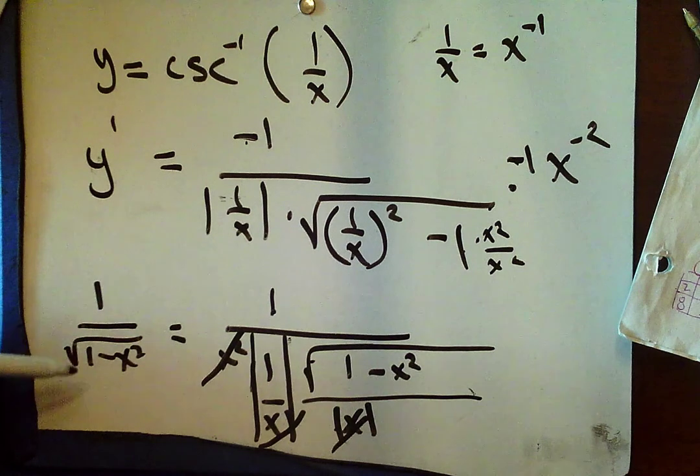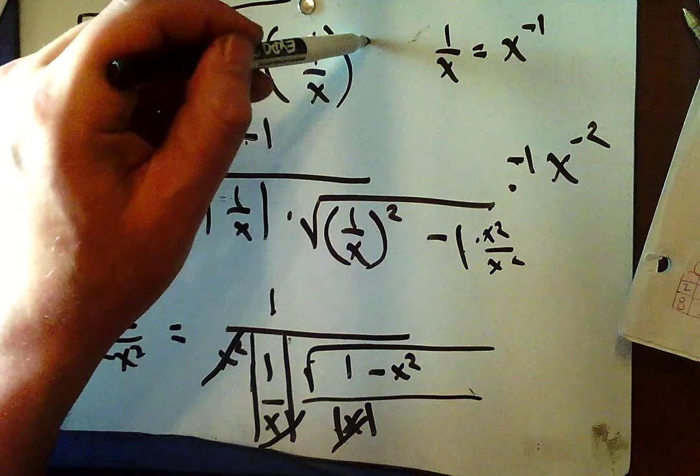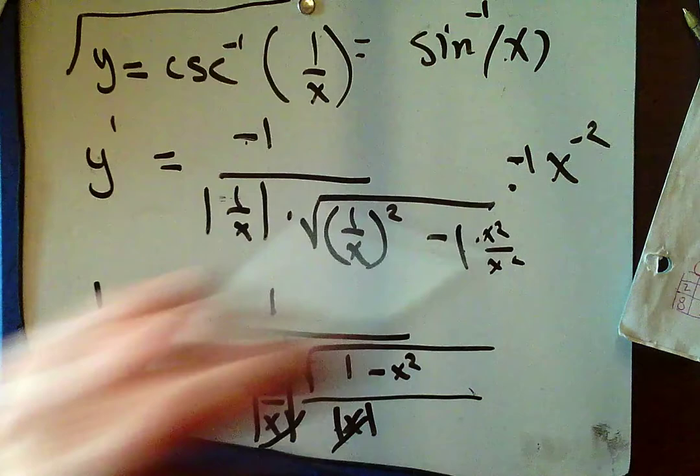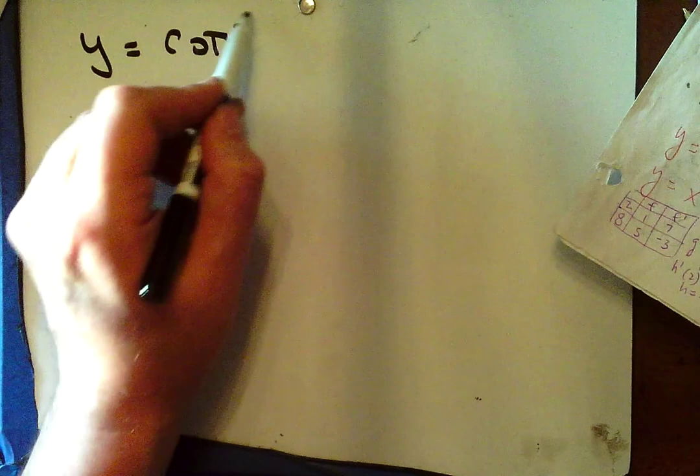Hey, isn't that the derivative of inverse sine? Sure is. So guess what? This is equal to sine inverse x. Okay? Yeah, I'm slyly throwing in little identities for you. No, you probably don't need to remember that inverse cosecant of 1 over x is equal to sine inverse of x. But it is curious to see. All right, last one of these, and then we'll go to a different round of problems.